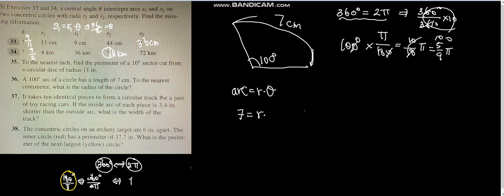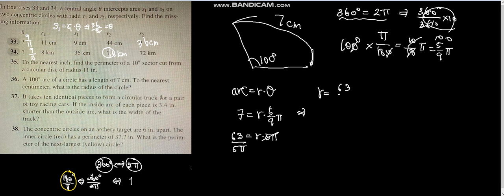So 5 over 9 pi. Therefore, theta is 5 over 9 pi, right? Then all you need to do is solve this for r. Then r is going to be, first I multiply 9 to both sides, therefore we have 63, then r times 5 pi, divide both sides by 5 pi, then it's going to be 63 over 5 pi.